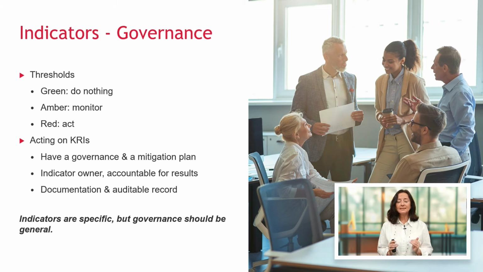So these KRI colors need to drive action, and it's good to have a plan, again, contingency planning, before that triggers. So have in place a governance structure for your KRIs and contingent mitigation planning in case you hit the red zone. Have a governance that designates an indicator owner who is accountable for the results of the KRIs and for the plan. And like always in good risk management practice, you document what you're doing in order to produce an auditable report.